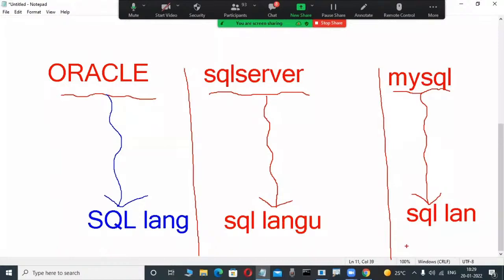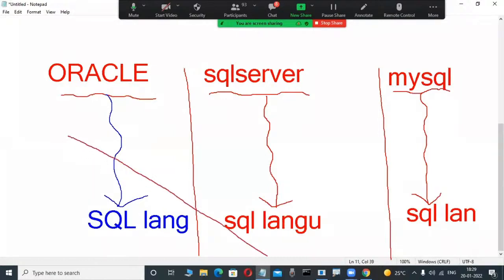Only one answer is correct. Easy. Maybe some technical people in our class are telling. Are all these SQL languages the same or different? Very good. In our class, so many people are saying they are the same.